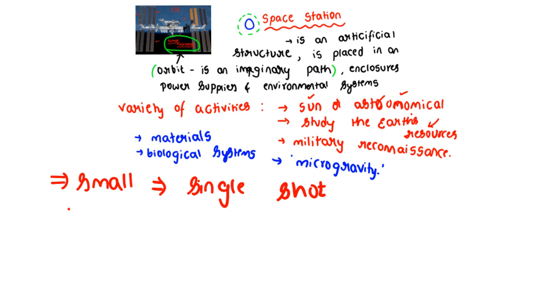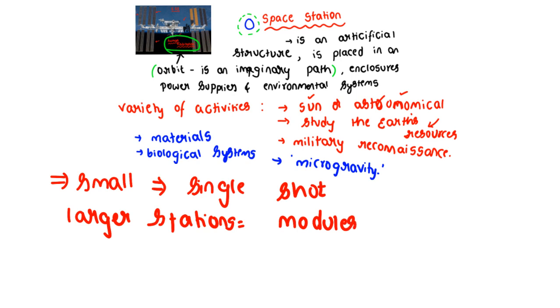Otherwise, if they are larger stations like the International Space Station, they are actually sent in modules and assembled. Clear? They are sent in modules and they are assembled in orbit. Clear? Assembled in orbit. Actually, the most efficient use of the carrier vehicle's capacity is when the space station is launched vacant and then its crew members follow.